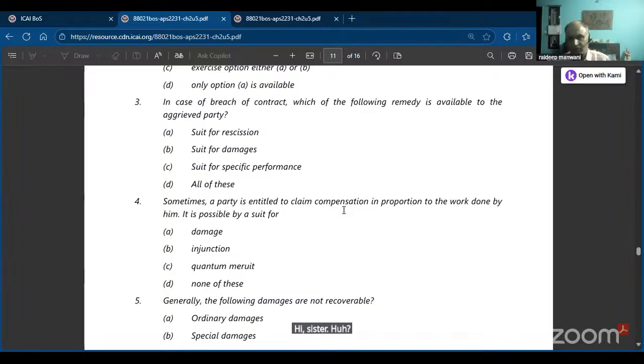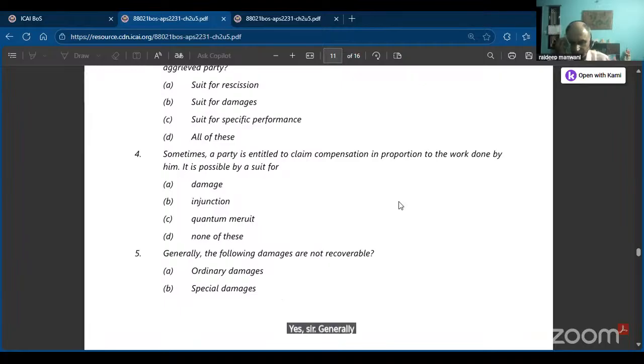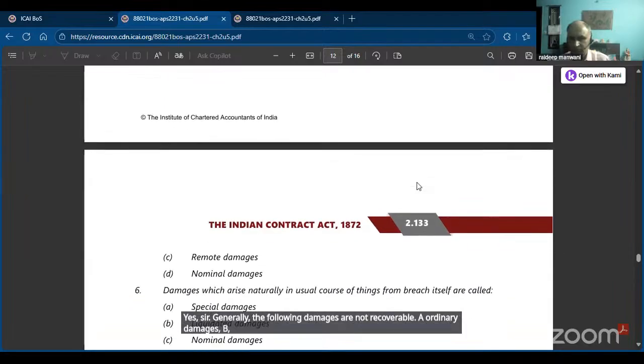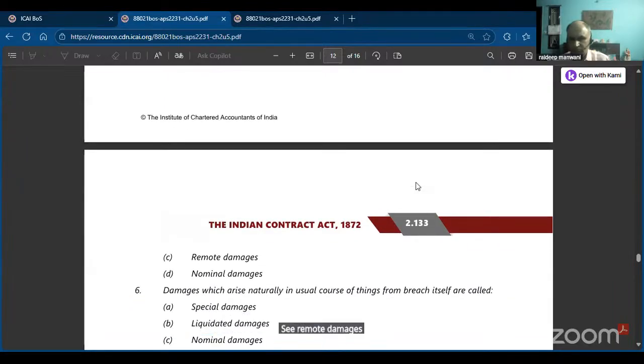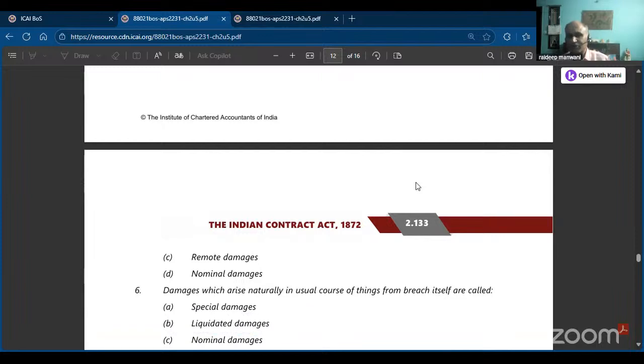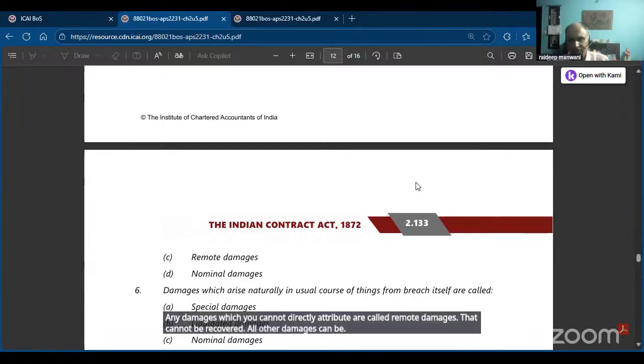Sir, Tanish. Yes, sir. Generally, the following damages are not recoverable. A. Ordinary damages, B. Special damages, C. Remote damages, D. Nominal damages. No, nominal damages can be recovered. What you cannot get is remote damages. Just now we did, remember, medical expenses which are not directly connected. Damages which you cannot directly attribute are called remote damages. That cannot be recovered. All other damages can be recovered.